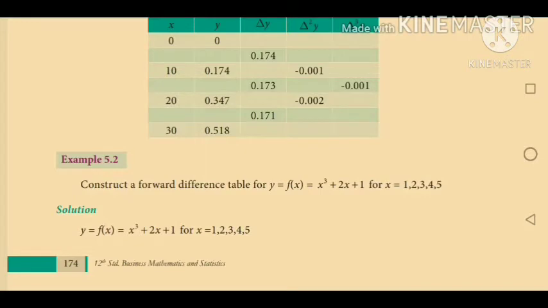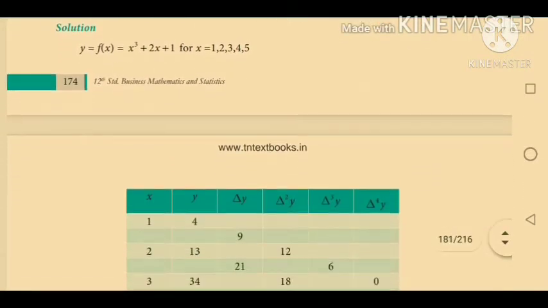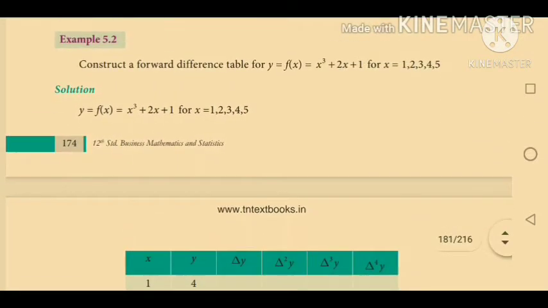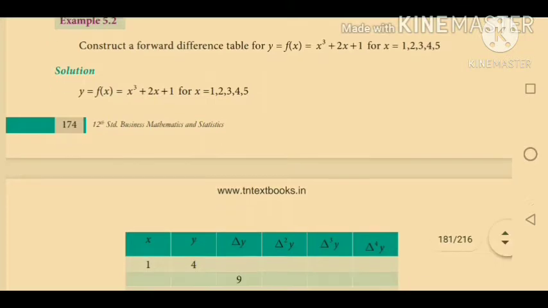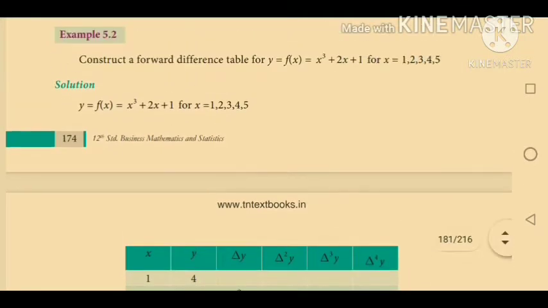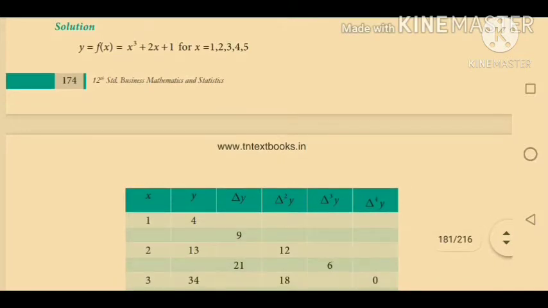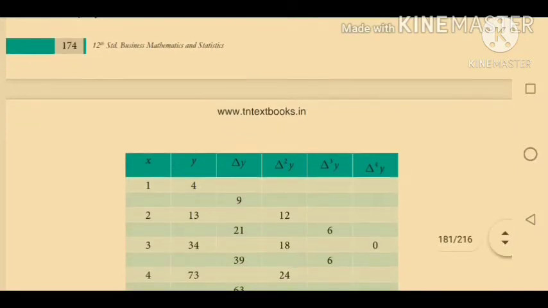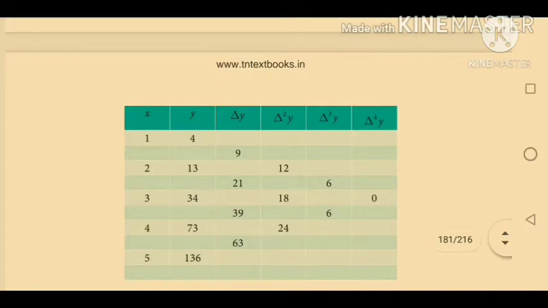We are finding the value of f(x). If x equals 1, then 1 cubed plus 2 into 1 plus 1 equals 4, that is y. Then if x equals 2, 2 cubed equals 8, 2 into 2 is 4, plus 1. So 8 plus 4 plus 1 is 13. Likewise, you have to find the value of y by giving values to x.